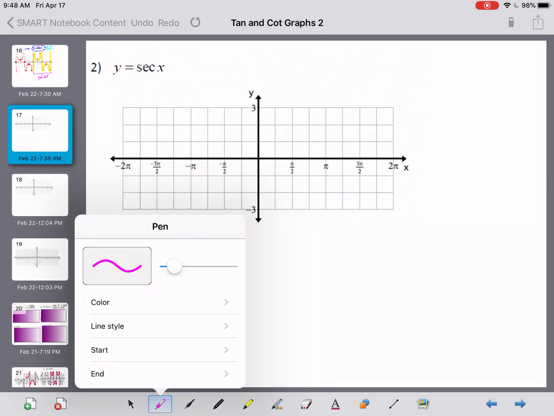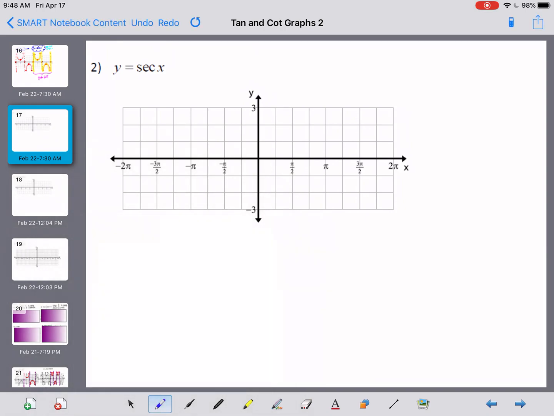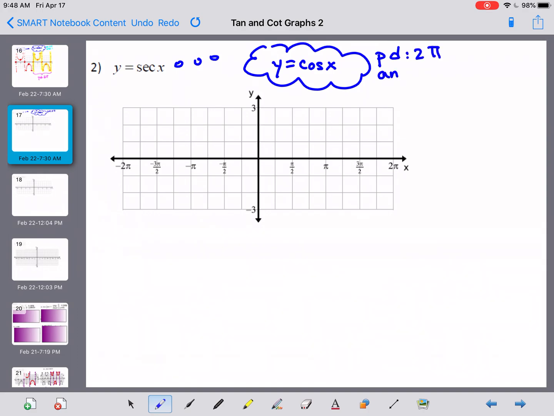Secant. So same concept. We'll go through this faster. You're going to take a little thought bubble here. Your thought bubble this time will be y equals cosine of x. The period is 2 pi, and my amplitude is 1.